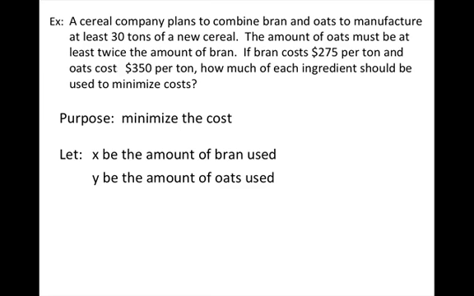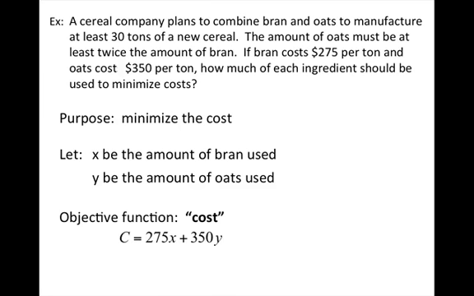Then let's look for our objective function. Since we wanted to minimize the cost, the objective function is going to deal with the cost of each of these. Bran costs $275 per ton, and oats cost $350 per ton. So I have 275x plus 350y, and this time I let this equal C for cost. It doesn't really matter what variable you use. Generally, if it's profit, I'll use a P. If it's cost, I'll use a C.